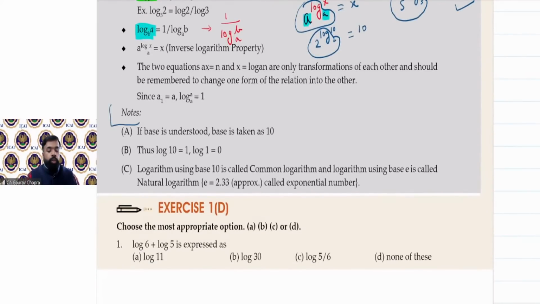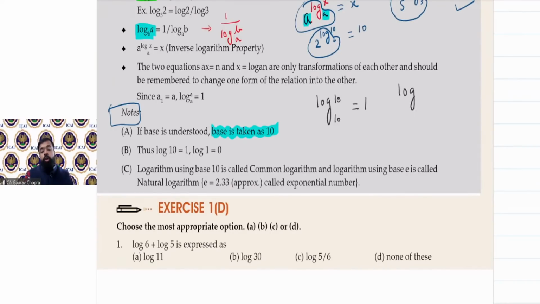So the common note which is written here: if base is not mentioned, base is taken as 10. That means by default, base is always taken as 10. Second thing was log of 10. Log of 10 is 1. Why is it 1? Because we know that by default base is 10 and whenever the values are same, the result is 1. So log 10 is always equal to 1.